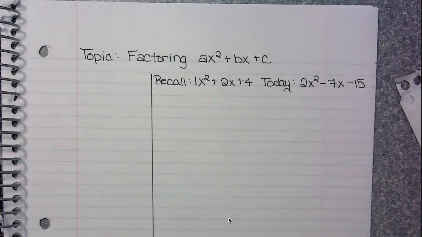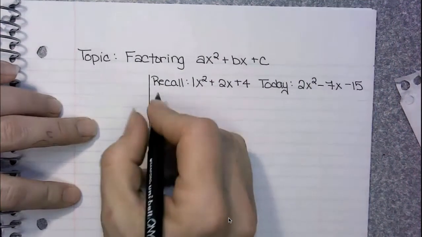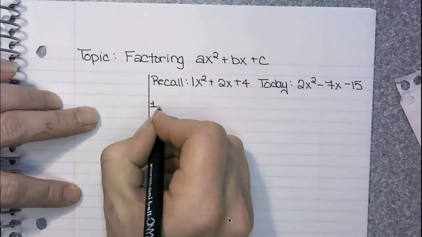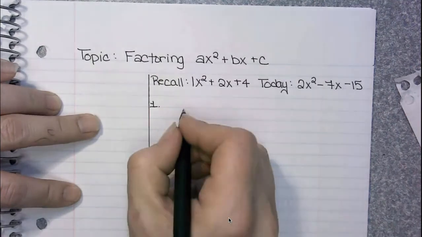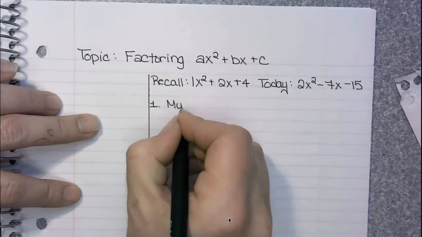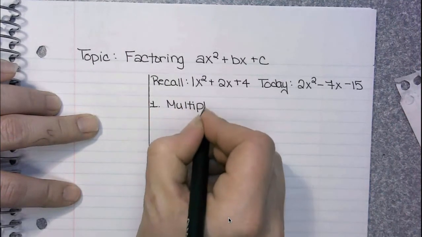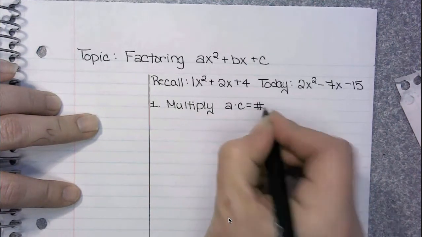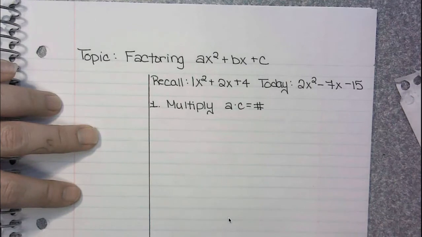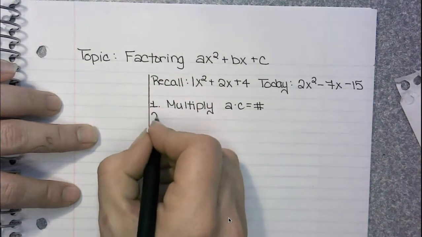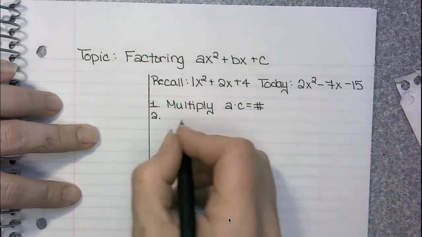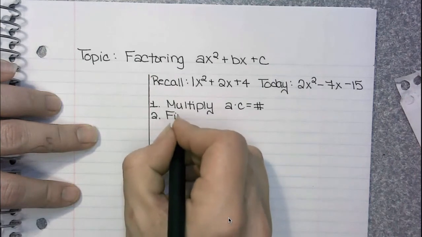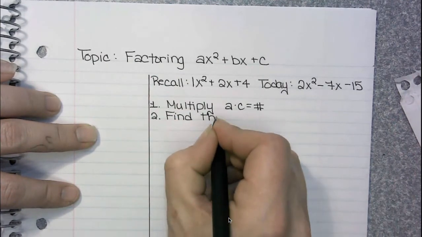Before we start factoring, I'm going to write down 4 steps that we're going to follow. Step 1, we're going to multiply a times c, and we're going to get some number. We did that last time, but a was 1. The second thing we're going to do is find the factors of that number. We did this last time in your guess and check table.